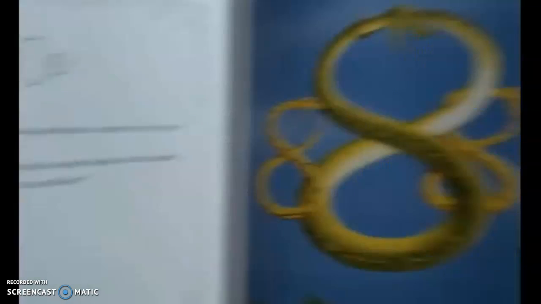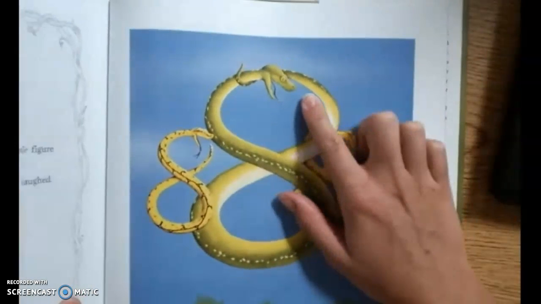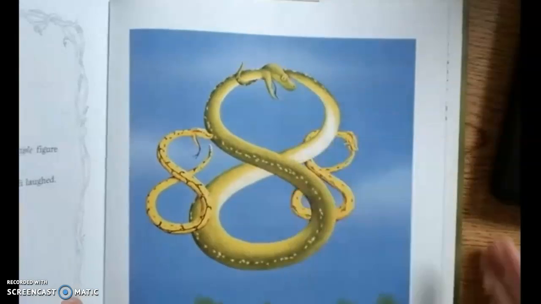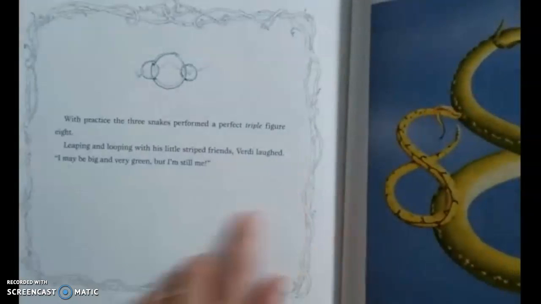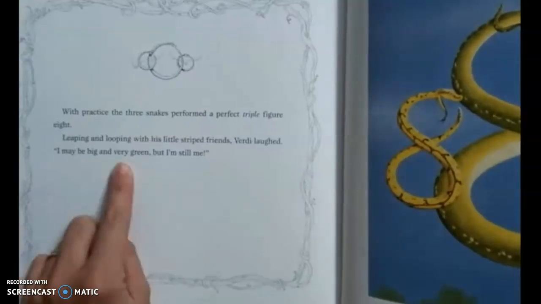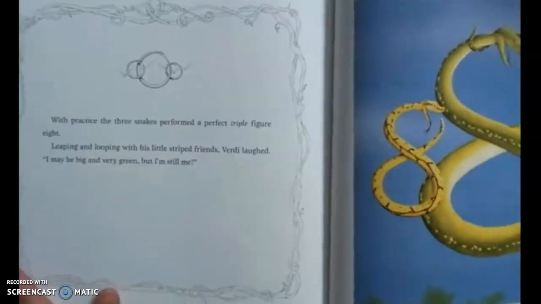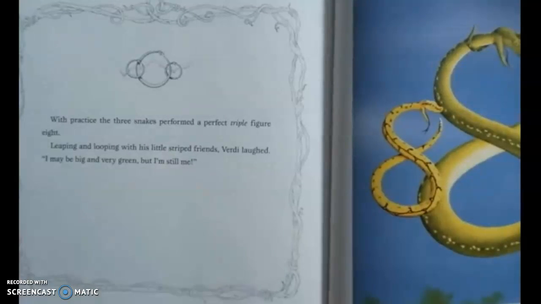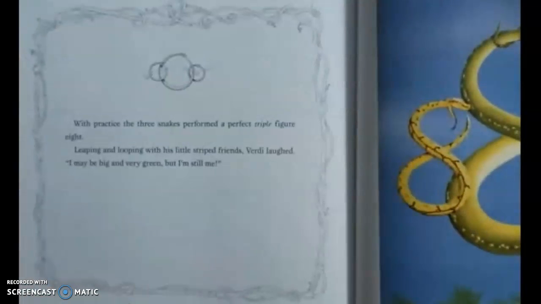So friends, let's look at Verdi's facial expressions here. He looks excited, happy, proud of himself. And then when I think about what Verdi said, I notice he's laughing and he shares this sentence. I'll read it one more time. "I may be big and very green, but I'm still me." I want you to think for a moment, readers, about how the words that Verdi says and his facial expressions help you better understand the text?